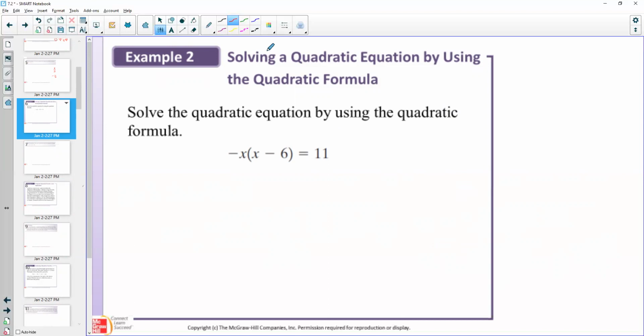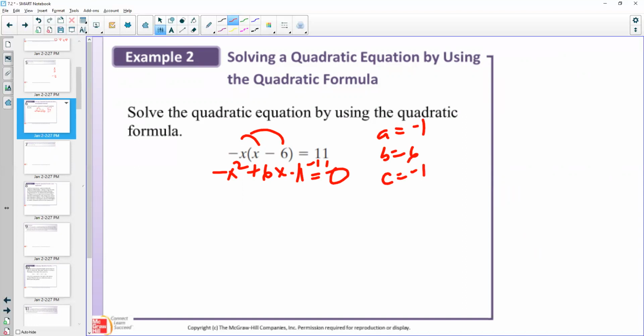So it's got to get to standard form. Okay, so distribute. I get -x² plus 6x. The 11 I'm going to move to the other side. Okay. Now, when you do one that looks like this, you can say A is -1, B is 6, C is -11.